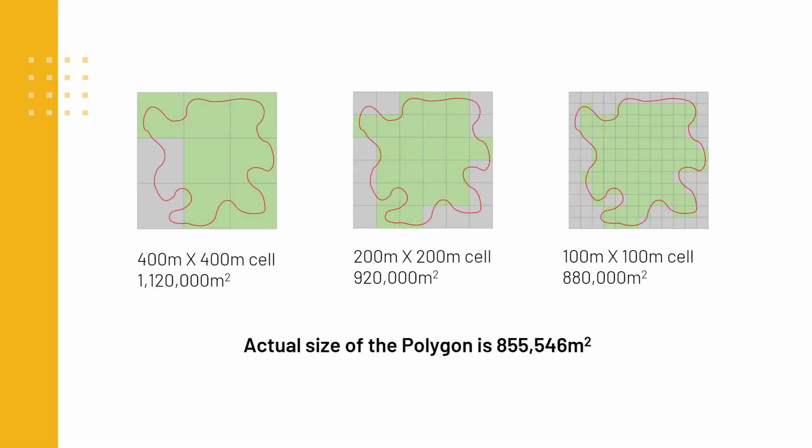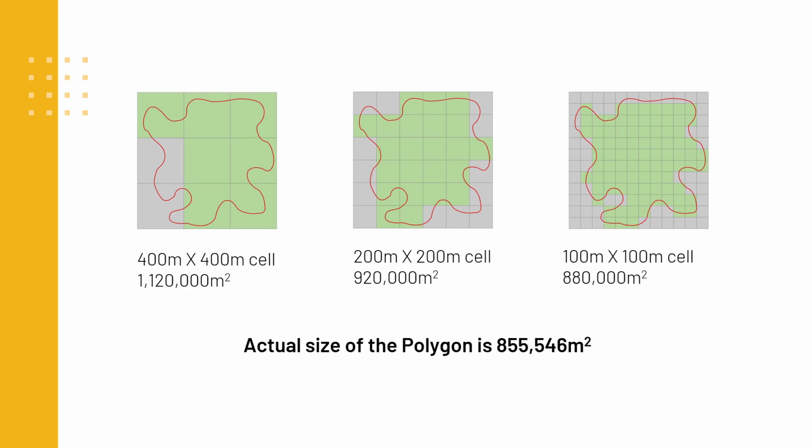So what about cell size and how it could represent a feature, and how accurate is that to the actual feature that you're trying to represent? In this particular example, you can see we have a polygon that we're trying to represent. In the 400 by 400 meter cells, you can see it doesn't actually capture the shape very well at all. If you actually calculated the area for those cells, it would be 1,120,000 square meters. The problem is the actual size of the polygon is 855,546. So you can see there's quite a big discrepancy. It's not representing the shape well, so there's some issues.